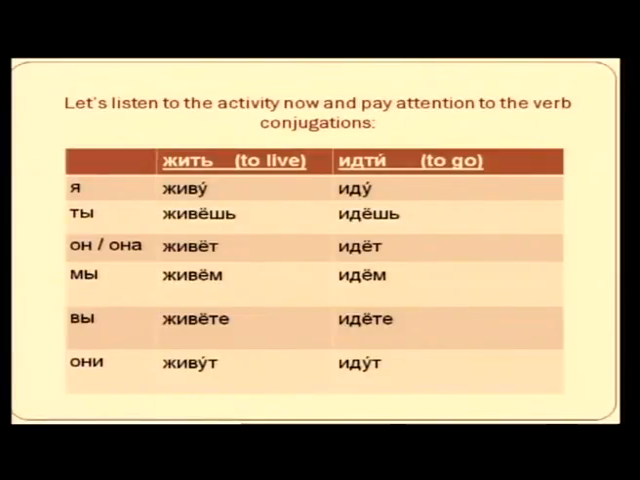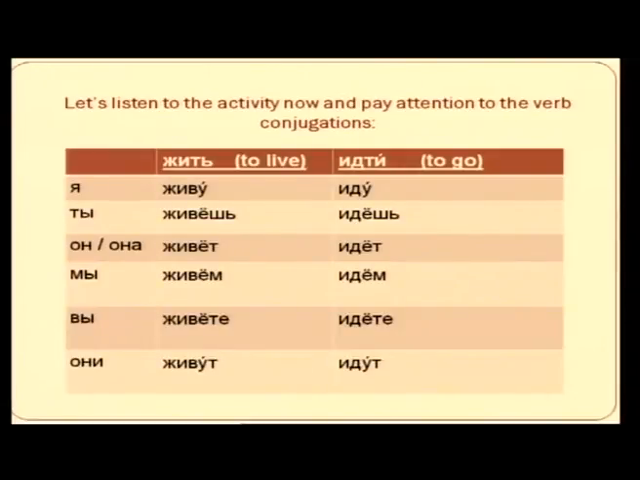Please pay attention to the slide while I read this verb for you. Please pay attention to the verb conjugation and pronunciation. Я иду, ты идёшь, он, она идёт, мы идём, вы идёте and они идут.